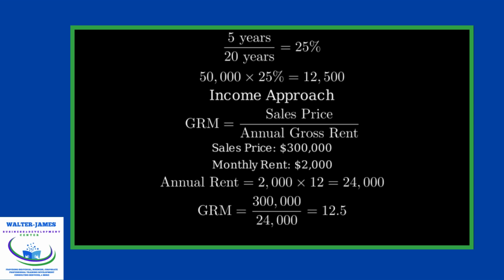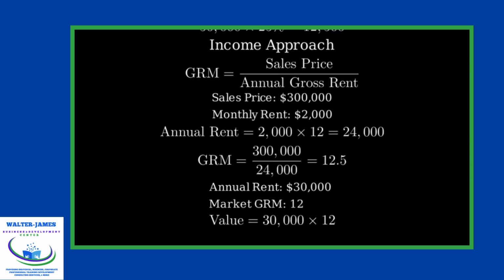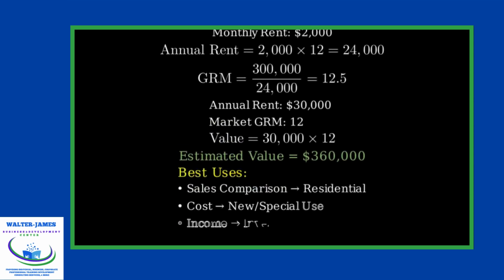To use the GRM to estimate value, multiply the annual rent by the GRM. For example, if a property rents for $30,000 annually and similar properties have a GRM of 12, the estimated value would be $360,000. Remember, each approach has its strengths and is most appropriate for different property types. The sales comparison approach works well for residential properties, the cost approach for new or special use properties, and the income approach for investment properties.